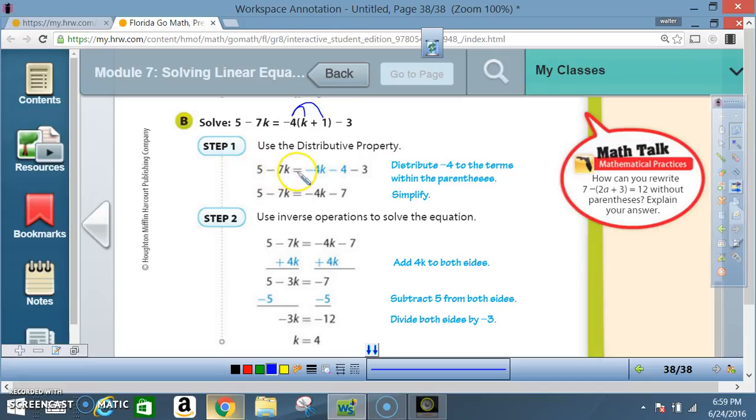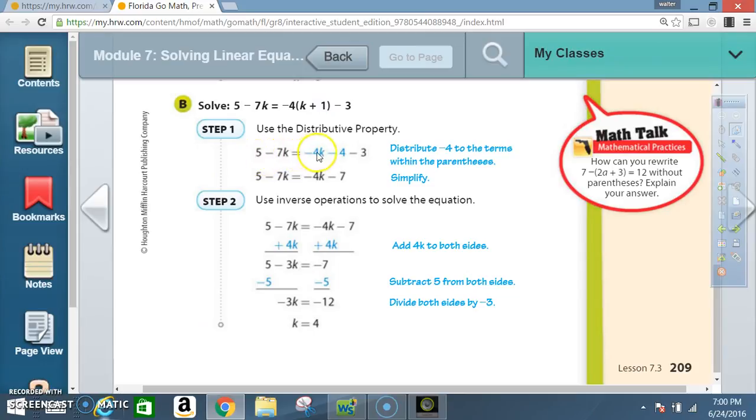And that's equal to, now we're going to use the distributive property. Negative 4 times k is going to give me a negative 4k. Then I've got negative 4 times that positive 1. Negative 4 times positive 1 is a negative 4. And then my negative 3 I just bring down.